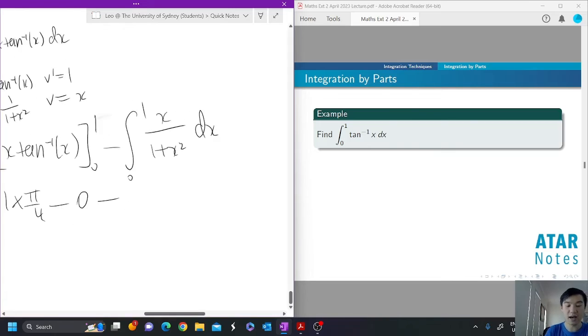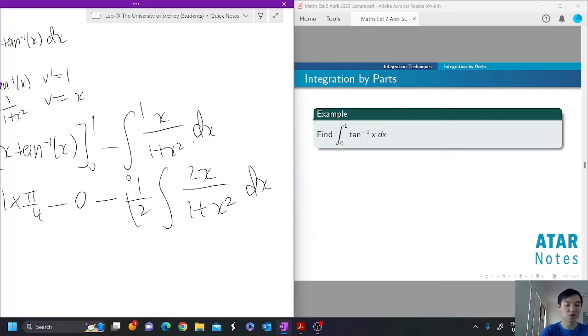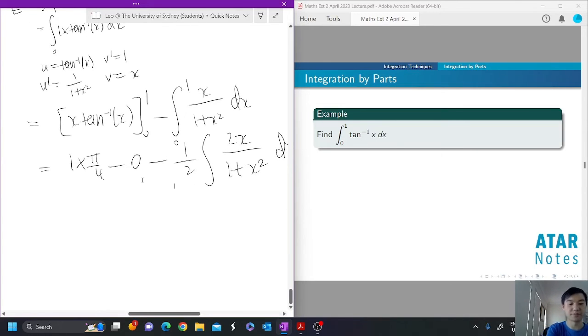And here, this is nice because in the denominator, we have 1 plus x squared. The derivative of that is going to be 2x. We want a 2x here, so I'm going to force myself to get a 2x in the top, but I don't want to change the question, so I'm going to divide by 2 in the front. So I'm balancing out the fact that I added a 2x. So this thing will now become pi on 4 minus half. Oh, this is from 0 to 1.